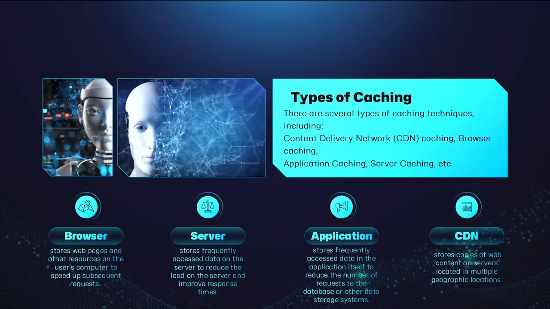Then when we move to the CDN, which is the Content Delivery Network caching, it stores copies of web content on servers located in multiple geographic locations. You should understand that it deals with web content. When we say web content, we are talking about the internet. The internet contains millions of pieces of information and data. So this CDN comes in when we are dealing with the internet.